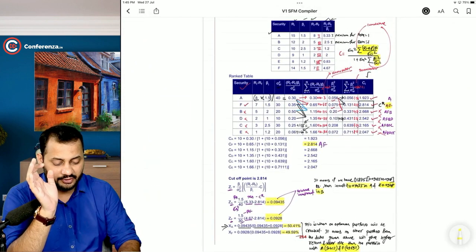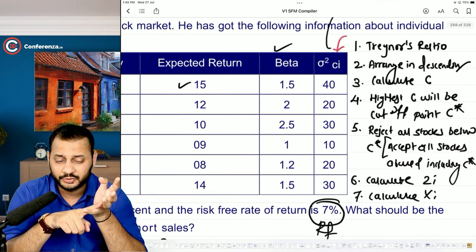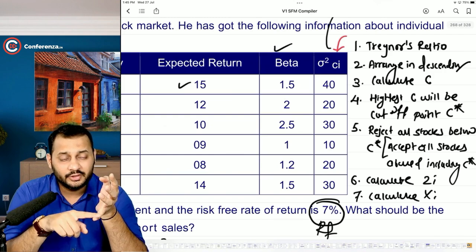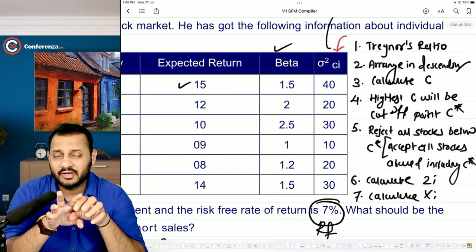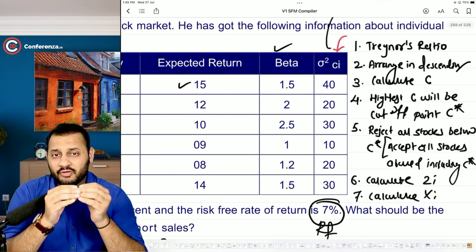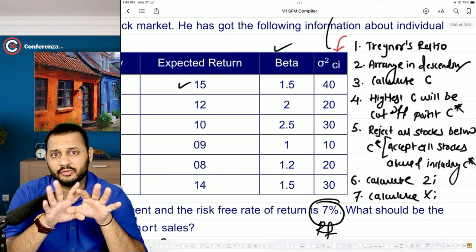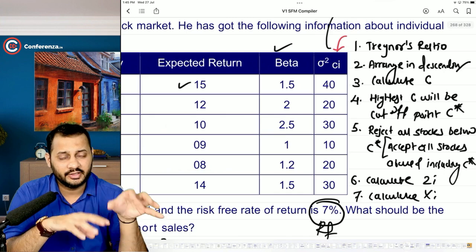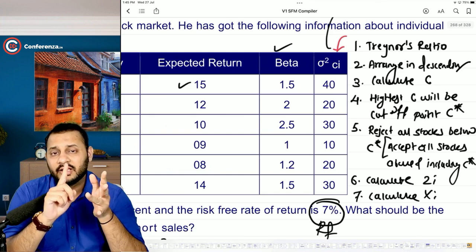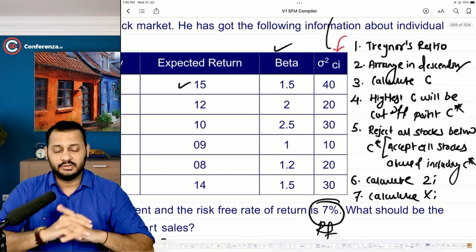So these are the steps that you need to follow. This was a little technical question, but you need to remember the steps. The first thing is to calculate the Treynor ratio. Second is to arrange it in descending order. Third step is to calculate the C value. Fourth step is to find the highest value of C asterisk. That will be the cutoff point. Fifth step is to reject all the securities below C asterisk and include all the securities above it, including that one, for the optimum portfolio. For all those selected securities, calculate Zi, that means relative investment, and calculate Xi, that means the proportion of those investments. Okay, so we are done with this question.